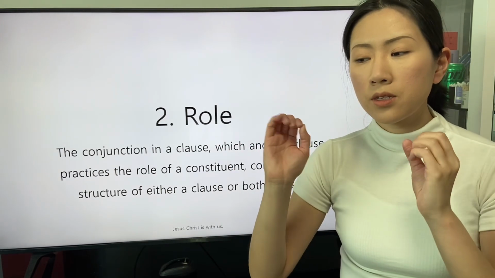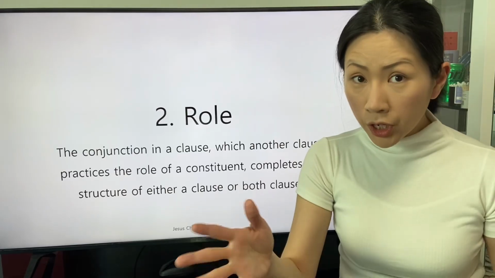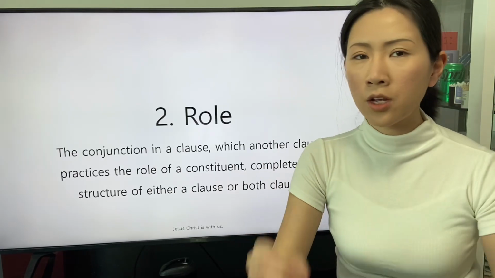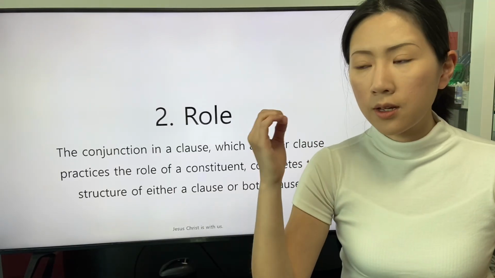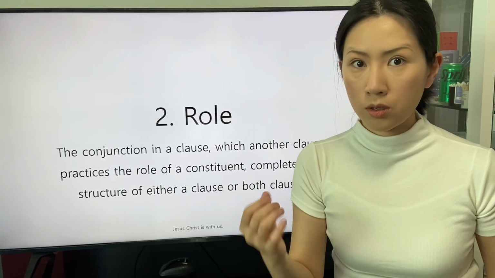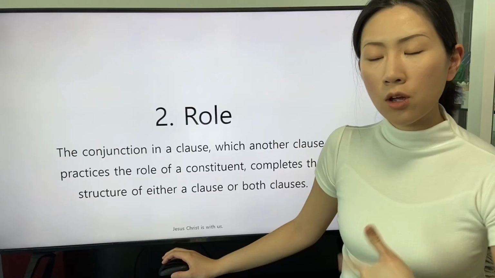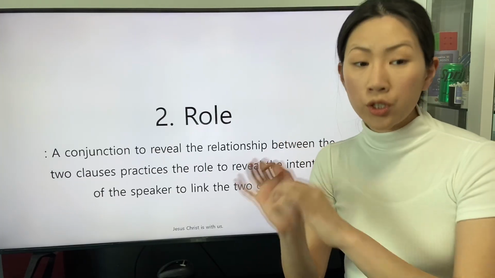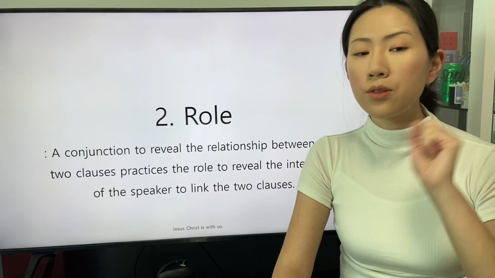In the clause that the other clause constitutes a part of the structure, the clause has the trait as an indication or a description, just like a word. With the trait in a clause, we can have the perspective that a clause has a trait as a constituent. A conjunction to reveal the relationship between the two clauses practices the role to reveal the intention of the speaker to link the two clauses.